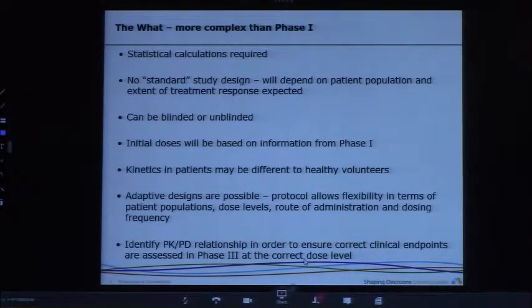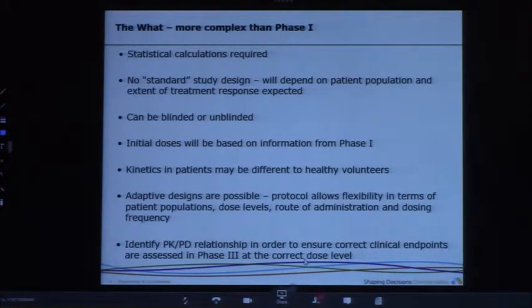Again, sometimes it's not within one study. It may be that you need to do multiple studies, but it's a lot less standard here. There can be blinded or unblinded studies. The initial doses are based on information from phase 1. But bear in mind that if you've been able to do an adaptive phase 1, you'll be much more informed for your initial phase 2 dose levels.